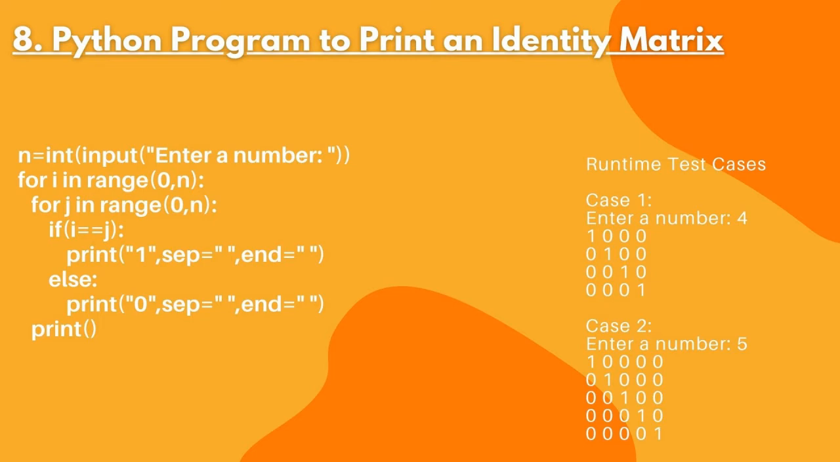The outer for loop enables j to range between 0 and n-1, as n is not included, while the inner for loop also enables i to range between 0 and n-1. For each iteration, the value of 1 is printed if i is equal to j and the value of 0 is printed otherwise. The sep and end parameters of the print function help in formatting, and the print function allows values to be printed on a new line for each iteration of the outer for loop. That's it.